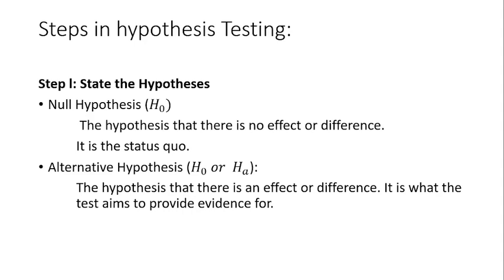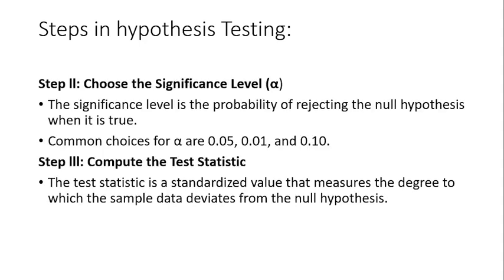So that is about stating the hypothesis. The second step in testing a hypothesis is to choose a significance level. The significance level is called the alpha. This level is the probability of rejecting the null hypothesis when it is true.